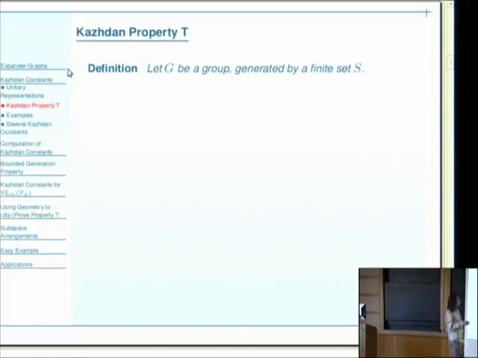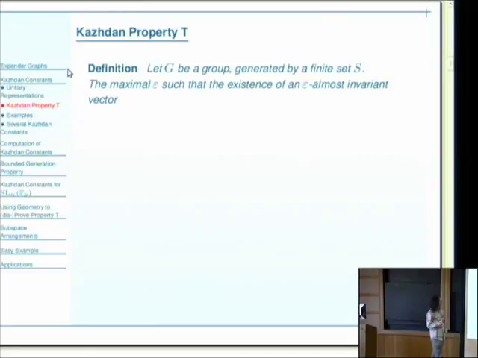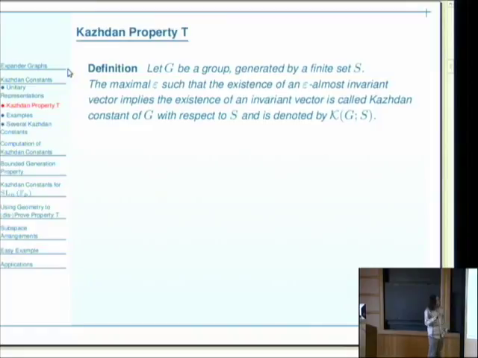We have a group, and we fix a generating set. For me, all the groups are going to be discrete. I'm not going to talk about Lie groups, continuous groups, any topology, and so on. Just a side remark: you can generalize this thing to Lie groups, but I don't want to go there. So I fix a group, I fix a generating set, and I'm looking for a maximal epsilon such that if I have an almost invariant vector, this implies that I have an invariant vector somewhere in the representation. And usually this invariant vector has to be close to my almost invariant vector. I'm looking for the maximal epsilon with this property, and I call this thing the Kazhdan constant.